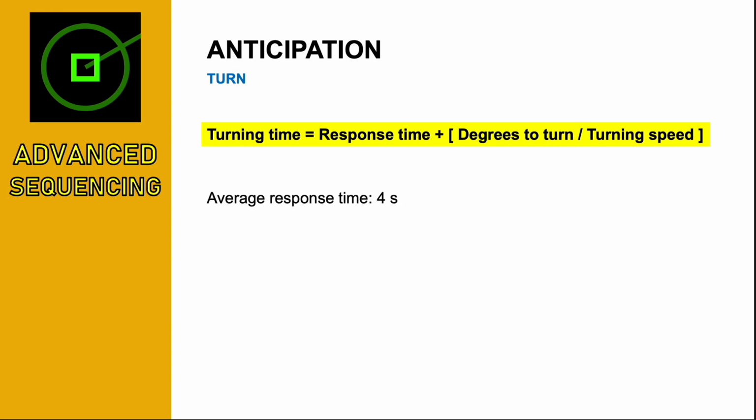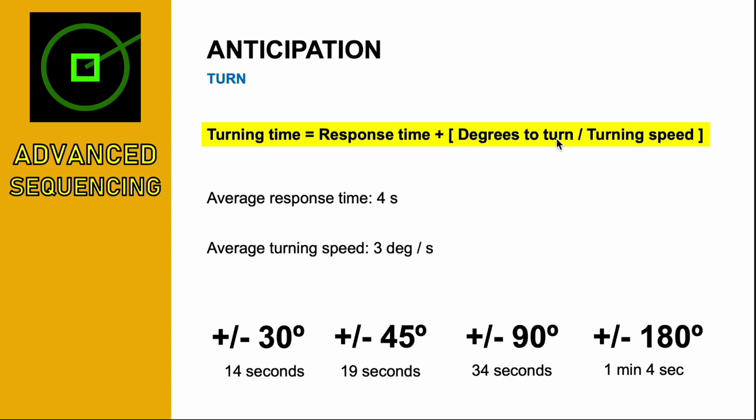So for example, the average response time is 4 seconds. Average turning speed is 2 degrees per second. So approximately, when you want to change 30 degrees, it's going to take around 14 seconds. 45 degrees is going to take around 19, and so on. These are quick references that you can take into account.